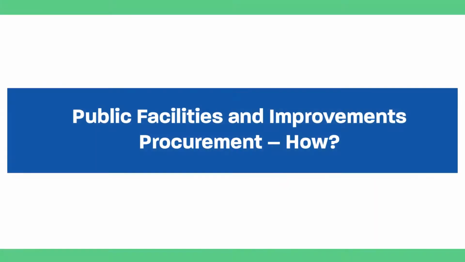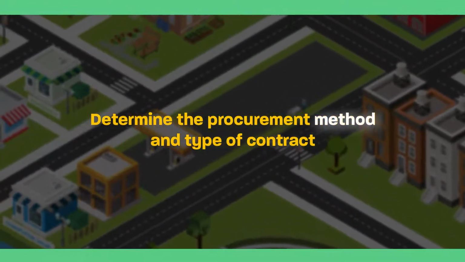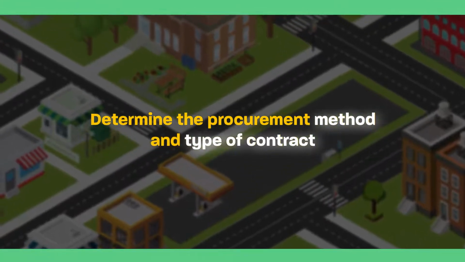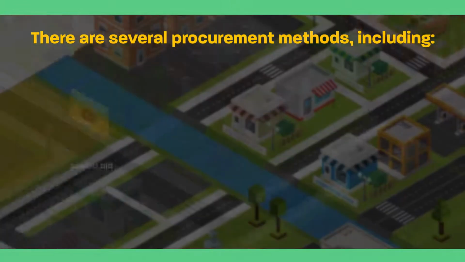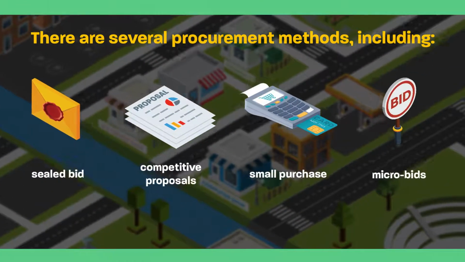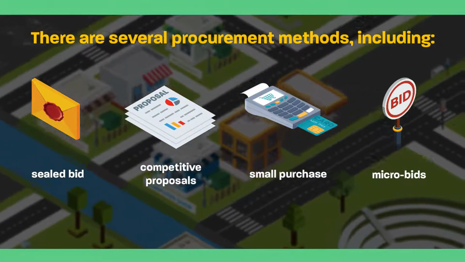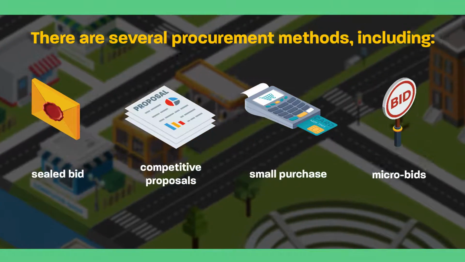We have discussed why procurement is a critical component of your project. Now let's discuss how to procure a contractor for your project. The first step is to determine the procurement method and type of contract that is applicable to the project. There are several procurement methods, including sealed bid, competitive proposals, small purchase, and micro bids. The nature of the project and its expected cost determine the procurement method.